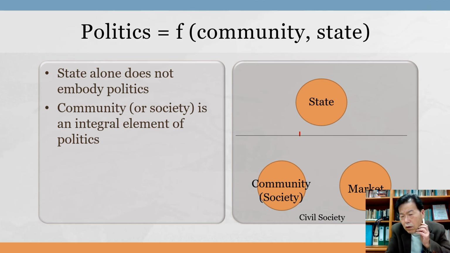Of course, these three are analytical constructs. For example, people in the community are the same as the economic agents in the market. In the market, they become economic agents. And in the community, they become members of the society. So actually, they are the same ones, but analytically, they can be distinguished.